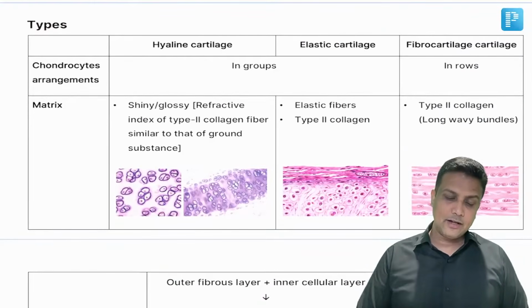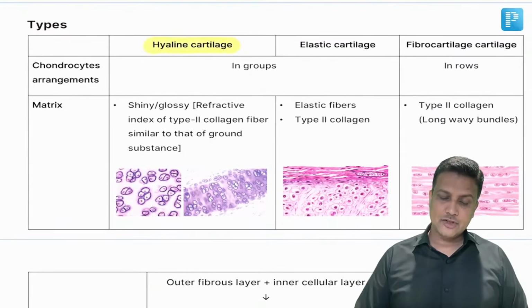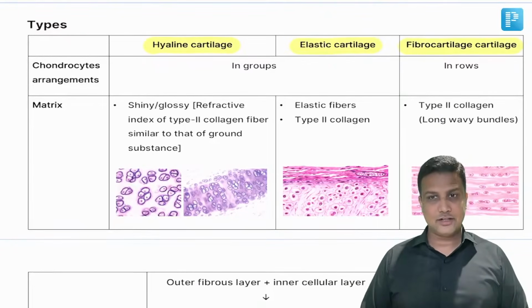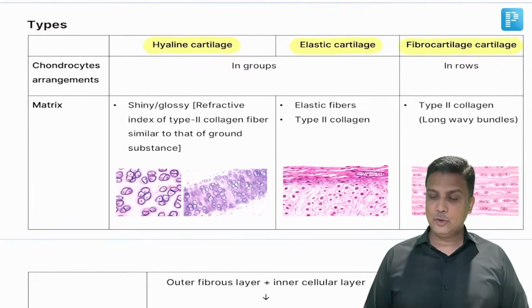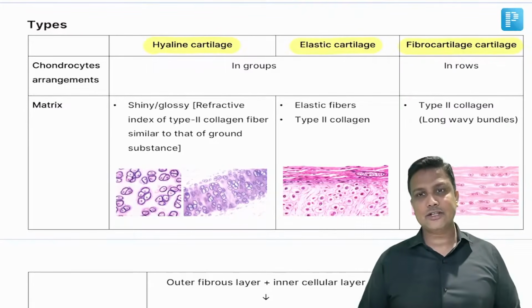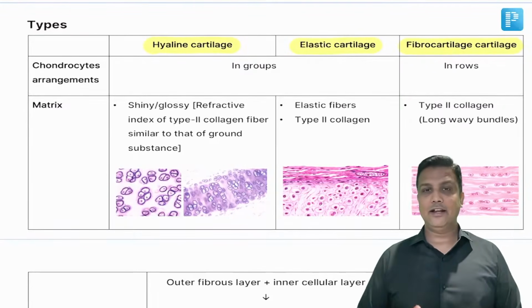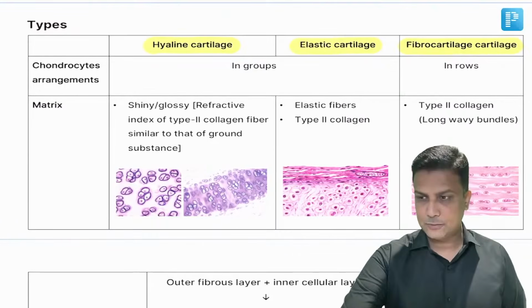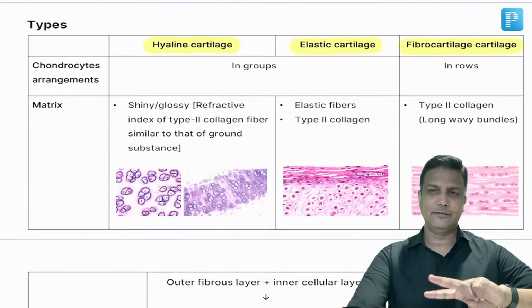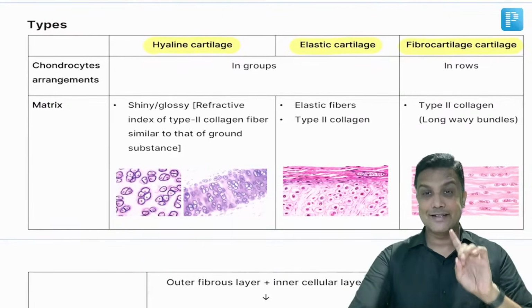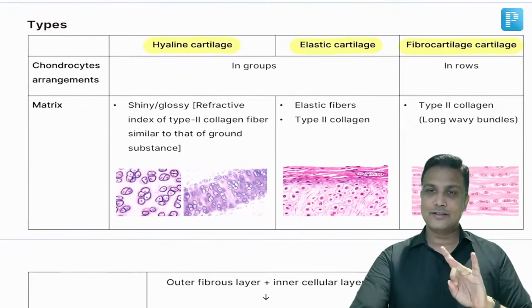We know very well the cartilage will be of three types: hyaline cartilage, elastic cartilage, and fibrous cartilage. Hyaline, elastic, and fibrous cartilage. Now, first of all, how to differentiate? If the image is given to you, how to identify the hyaline, elastic, and fibrous cartilage? Only 2 points, my dear friends. Number one, you are going to look at the cells here.